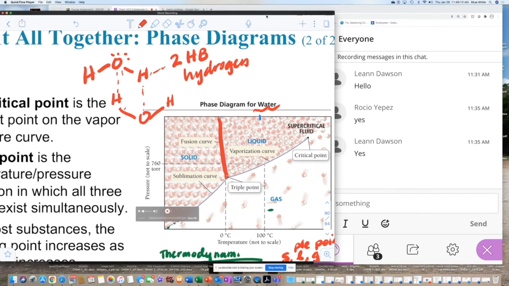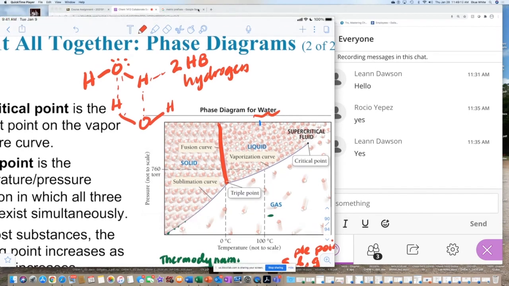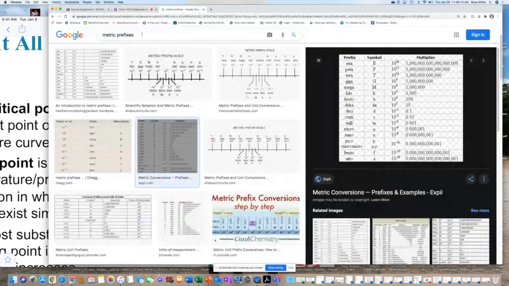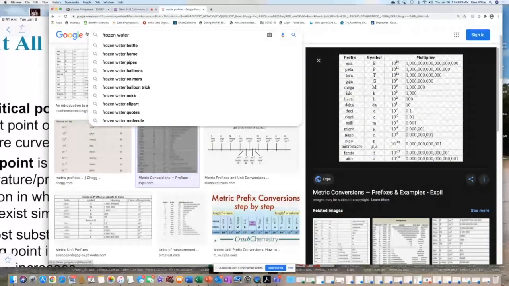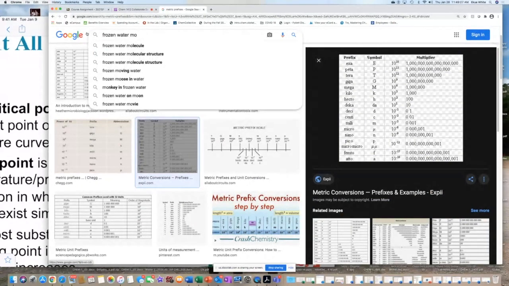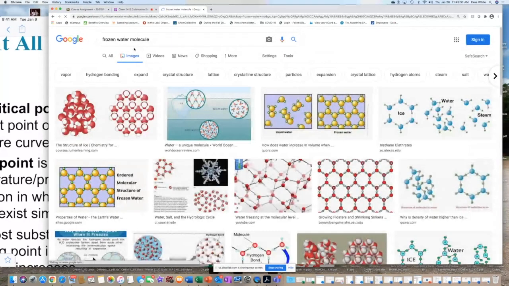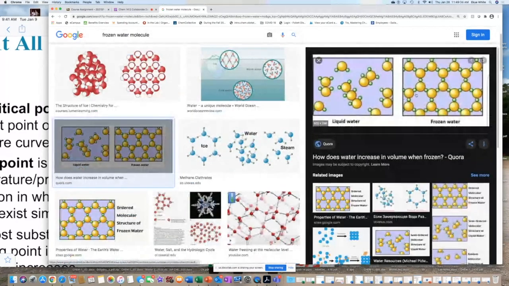You know what? I have the internet right here. Let me see if I can find a picture. I was doing metric prefixes in my other class earlier before you guys. Let me do frozen, if I can spell frozen, frozen water molecules. What is frozen water pipes? Okay, let's see. There it is. You see, I could draw it horribly, or I could just look at it here.